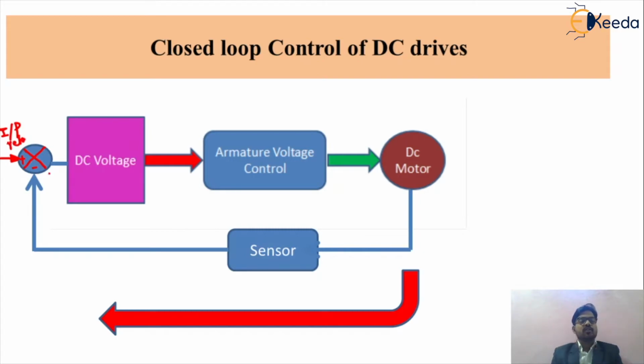So friends, in the open loop control system, this will be the DC voltage. This DC voltage will be provided by means of different sources. So from the DC voltage, we are controlling again the same technique, that is armature voltage control. But what will be the difference between the open loop armature voltage control and the closed loop armature control system?